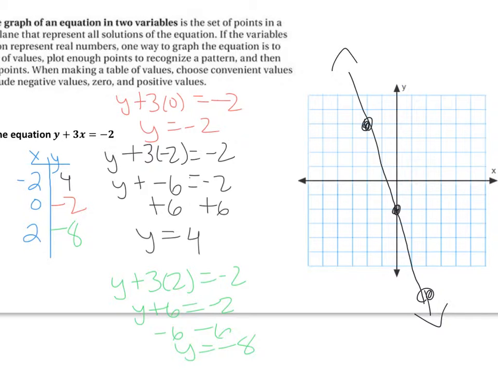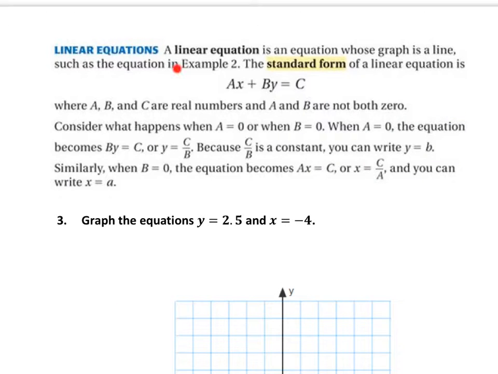Let's take a look at some more. Alright. A linear equation is an equation whose graph is a line, such as the equation in example 2. The standard form of a linear equation is ax plus by equals c, where a, b, and c are real numbers, and a and b are not both 0. Consider what happens when a equals 0 and when b equals 0. When a is 0, the equation becomes by equals c, or y equals c divided by b. Because c divided by b is a constant, you can write y equals b. Similarly, when b is 0, the equation is ax equals c, or x equals c divided by a, and you can write x equals a.